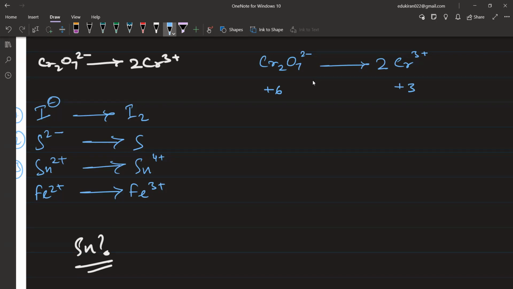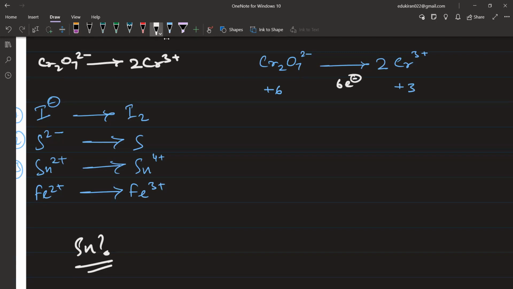Why? Because both of these chromium are in +6 oxidation state. One chromium will take 3 electrons, the other chromium will take 3 electrons. This will give you 6 electrons in total for this reaction to happen. Is this clear? Yes, sir. किसी को कोई डाउट? First chromium is going to take 3 electrons. Another chromium is going to take 3 electrons. That means we are going to use 6 electrons. ठीक है, इतना ध्यान में रखिए आप लोग.